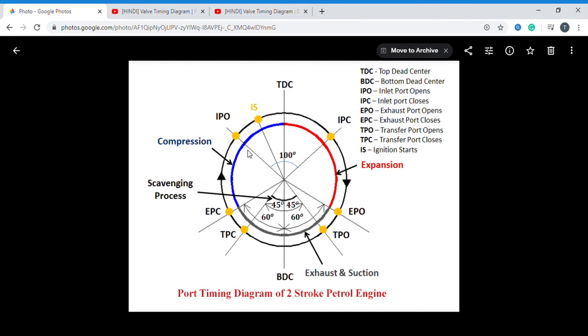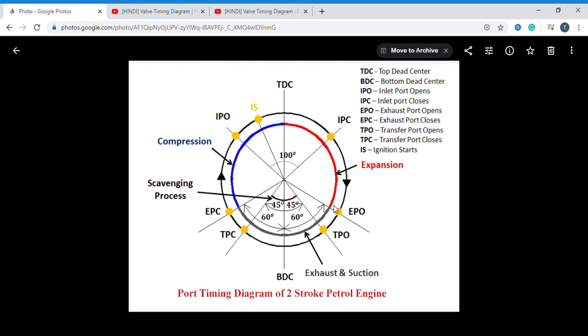First, inlet port opens before TDC. Okay, inlet port opens before TDC at 45 degrees. Okay, this is the angle. So we need the angle. So from this point to this point is 100 degrees, but this point we are calling 45. Okay, so here you can observe, the inlet port will be open, and the inlet port will close at this particular angle. Okay, this is inlet port after TDC. Here before TDC inlet port opens, after TDC inlet port closes.